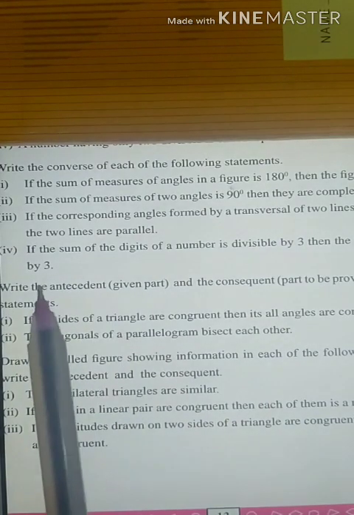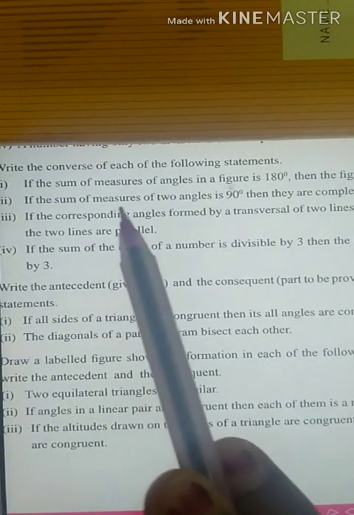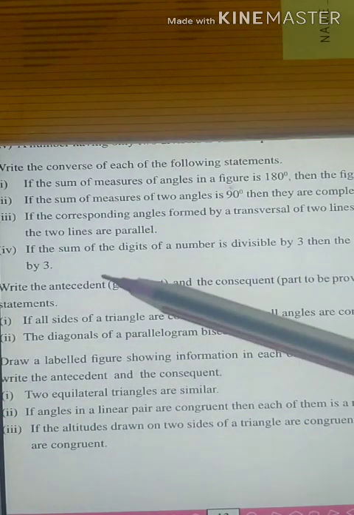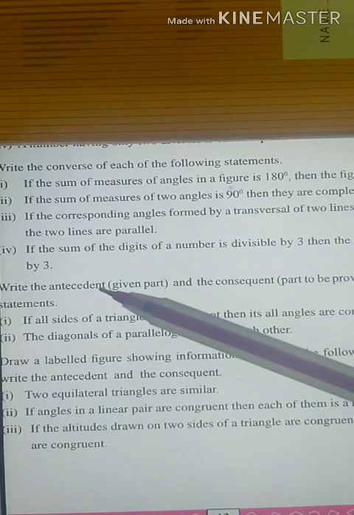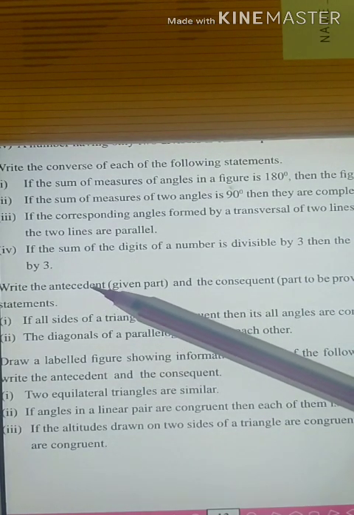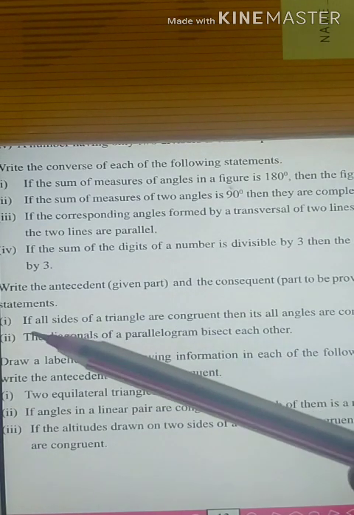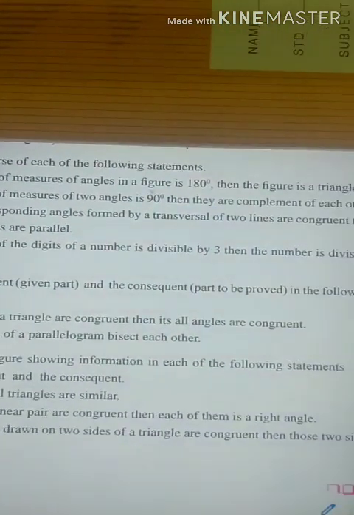Now the last part of the problem set is nothing if you can write if and then form, and if you understood converse. Write the antecedent and the consequent. I told you, no, the part that comes after if is called as antecedent. The part that comes after then is called as consequent. So how will you write this? If all sides of triangle are congruent, then its all angles are congruent.